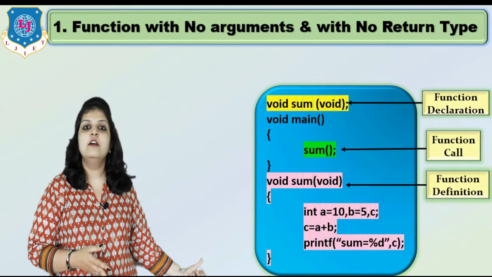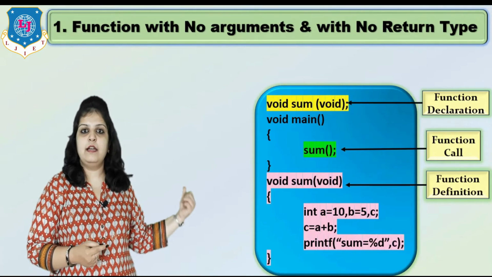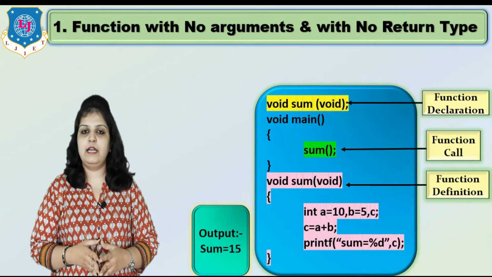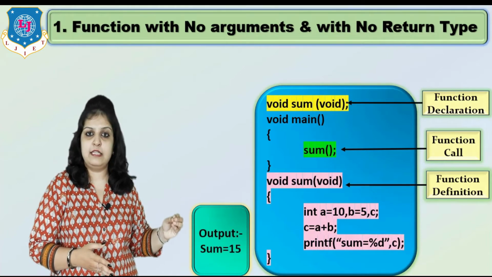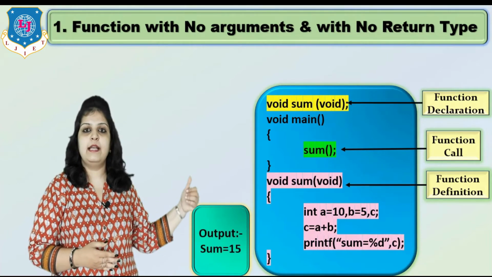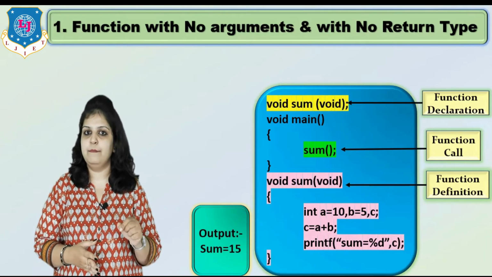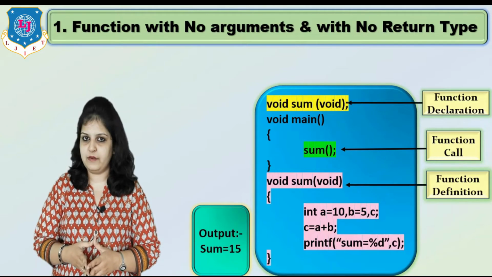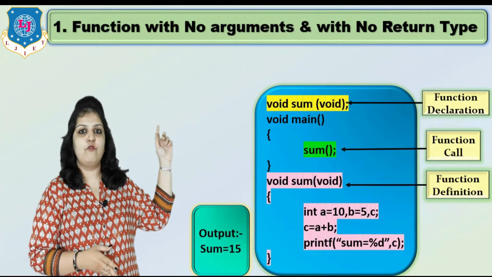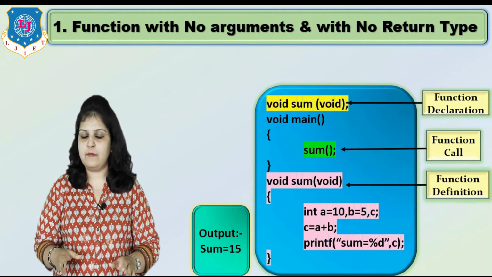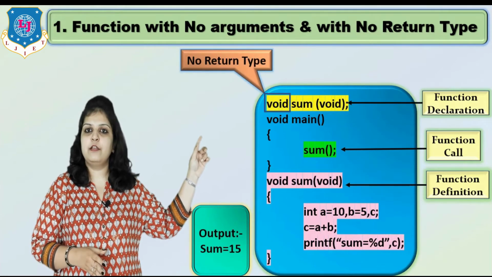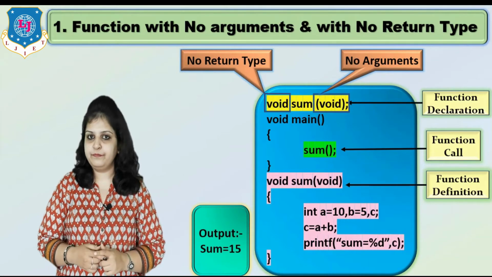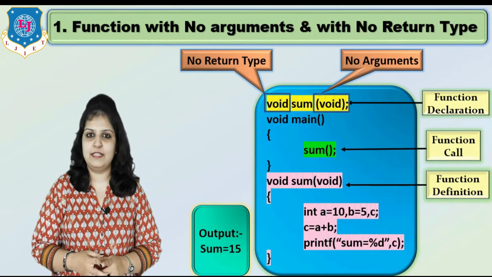So our answer will be print and our output is like sum is equal to 15, and then after next statement will be execute, and next statement is closing curly bracket. So our final output is sum is equal to 15. So here you can see that void means no return type, and in bracket I am writing void, so no argument. So this is our first category.